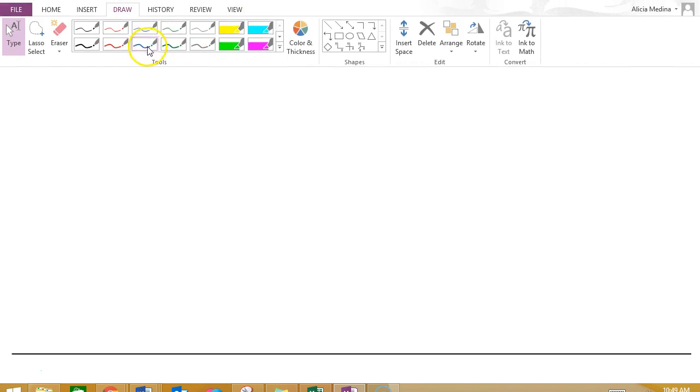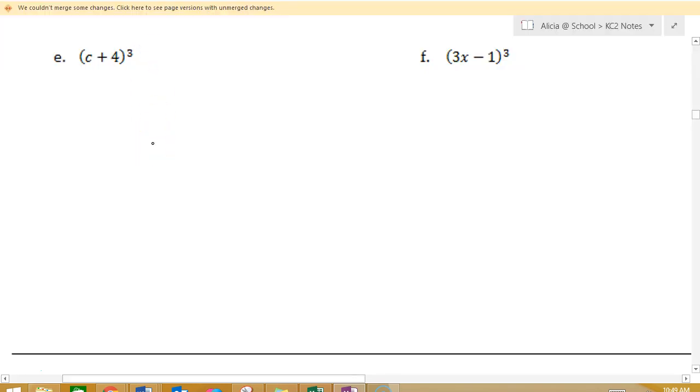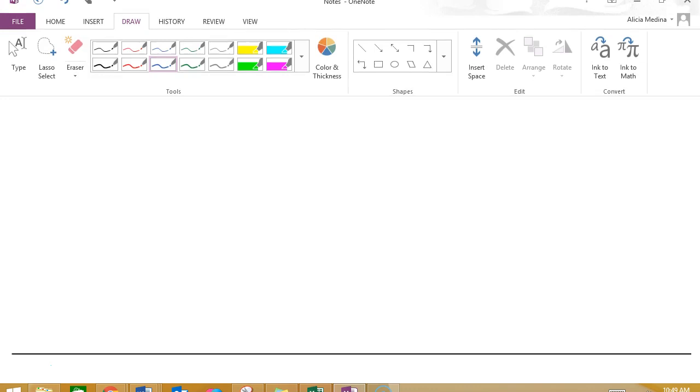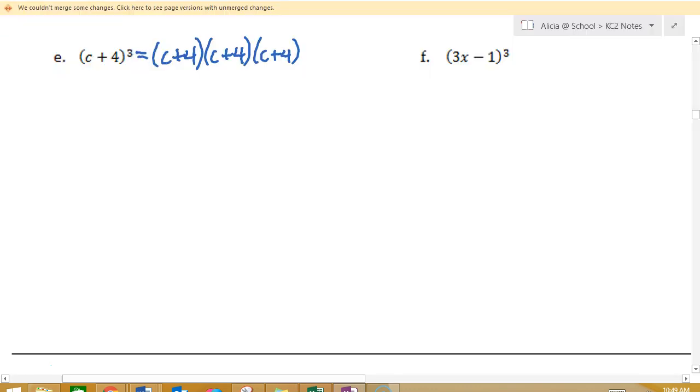Alright, moving down to example E. We see that we have the quantity of c plus 4 raised to the third power. So this third power here tells us that exponent, we need to multiply our base 3 times. So c plus 4 times c plus 4 times c plus 4. And one thing to remember is that when we're multiplying 3 things, only do 2 at a time.